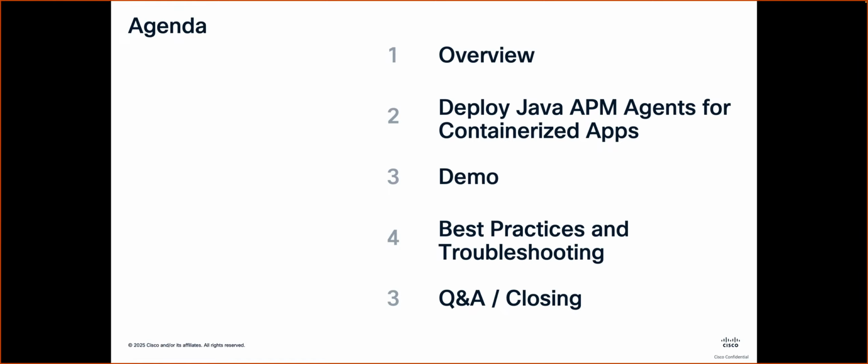So, like I said, the agenda: we're going to do a quick overview, understanding what is actually happening with both APM and then going into Kubernetes. And then we're going to talk about the deployment options for Java APM agents in a containerized app environment. And then we're going to do a quick demo of how you would start up an application that has been instrumented from the cluster agent.